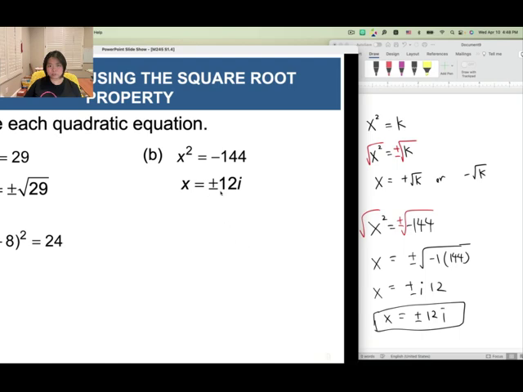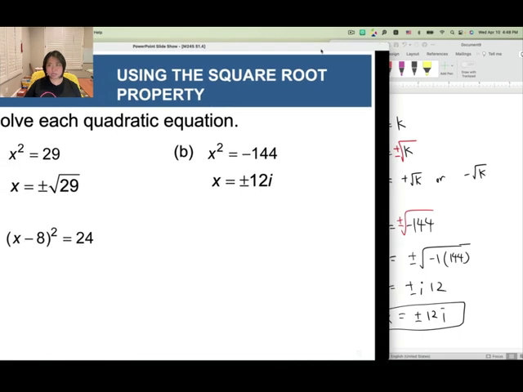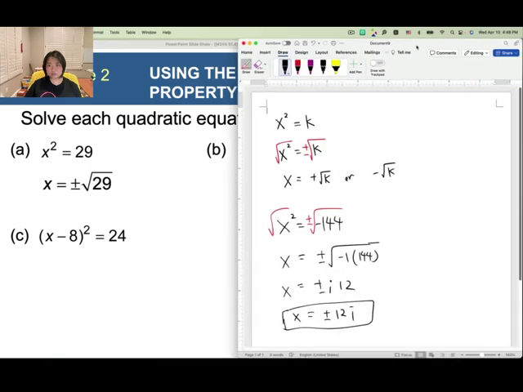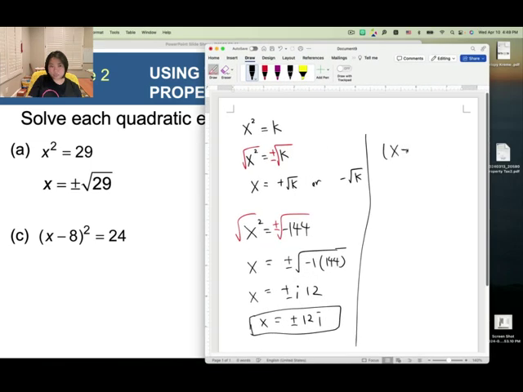X equals plus minus 12i. And then part C. We have (x minus 3) squared equal to 24. Don't break it down, don't distribute it. We're going to keep this group, x minus 3. So we take the square root of both sides, add the plus minus, and the square root cancels out the square. I'm left with x minus 3 equals plus minus the square root of 24.